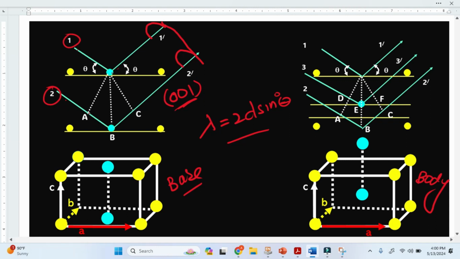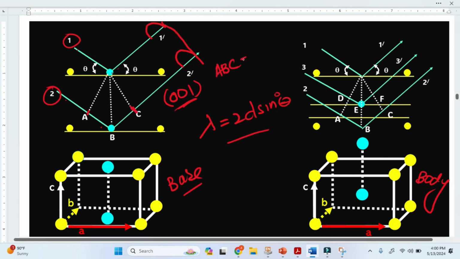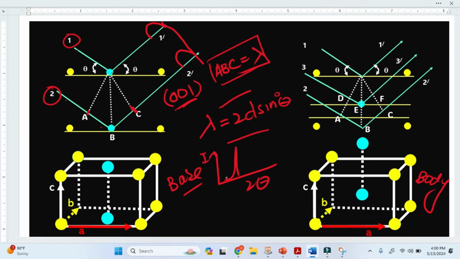This means that ray 2 covers an extra path, called ABC, the path length, and it is equal to one wavelength. So this means that it satisfies Bragg's law, and we will get a peak in the diffraction pattern. This is the intensity. We will get the peak here.